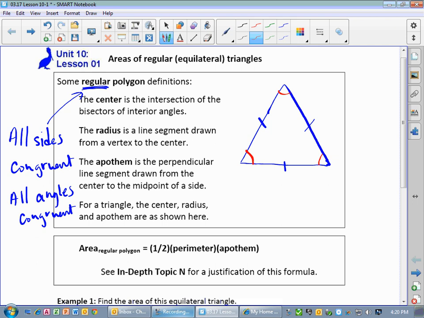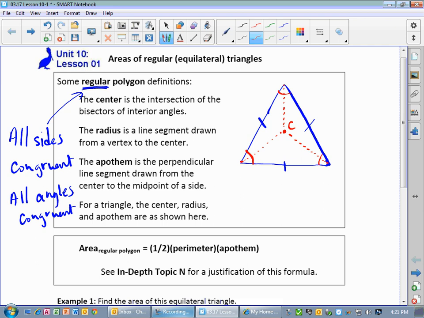And so the center, the radius, and the apothem are the same definitions for any number of sides. The center is the intersection of all the bisectors of the interior angles. A triangle has 3 interior angles. If we bisect each of these angles, meaning cut them in half, and draw segments out from them, they intersect in one spot. We call that the center. Call it C for center.